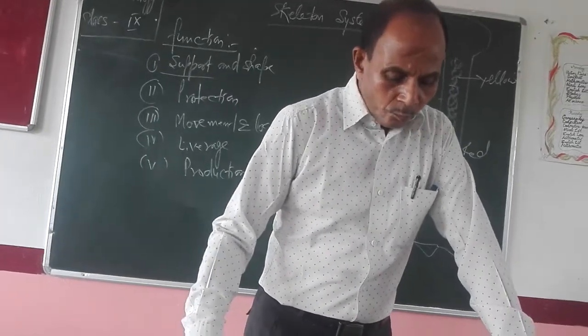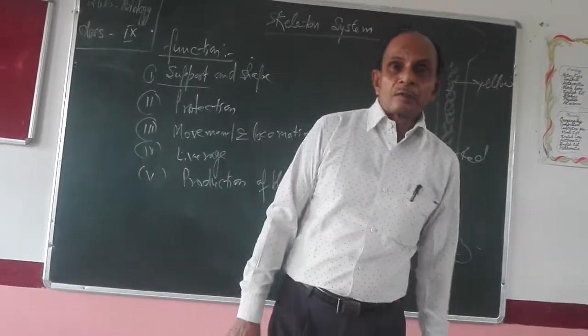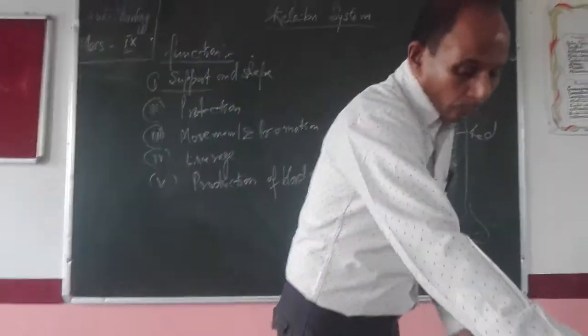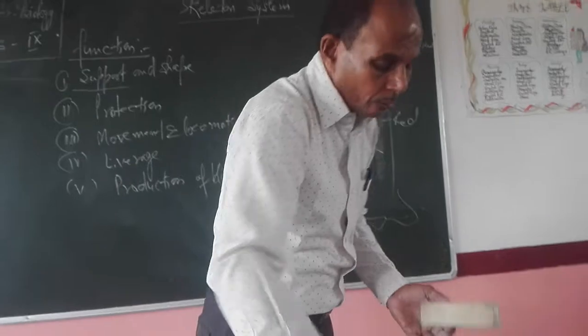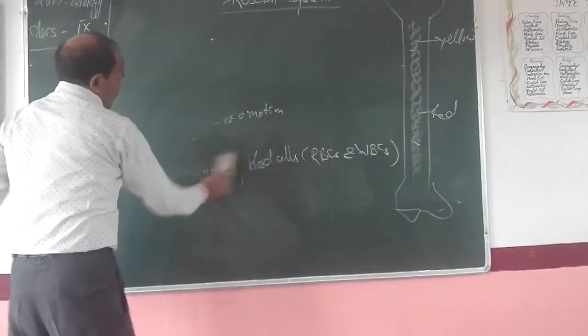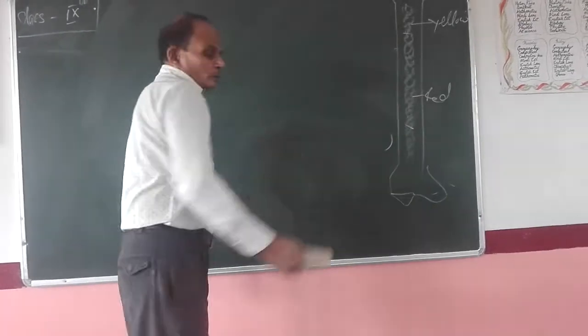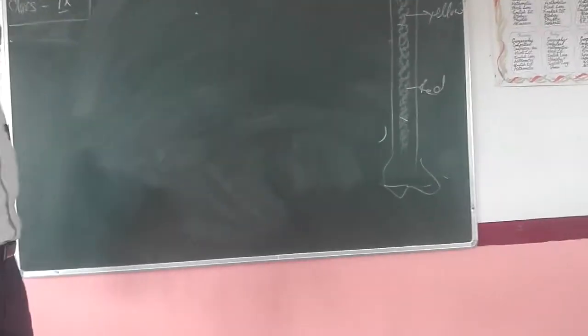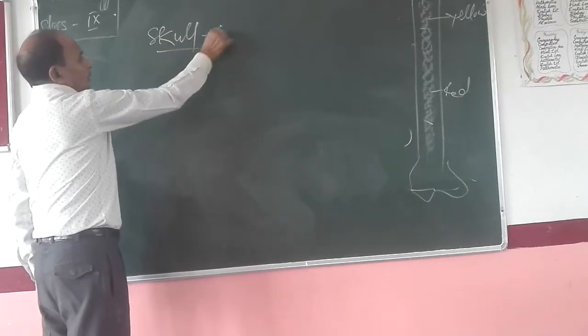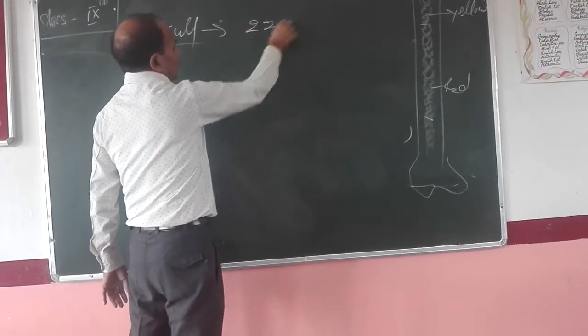Now, we are going to start first with our axial skeleton. What are the main components of axial skeleton? Axial skeleton, as you have studied, consists of a skull and thoracic cavity. Now, this skull is made up of a total of 22 bones.